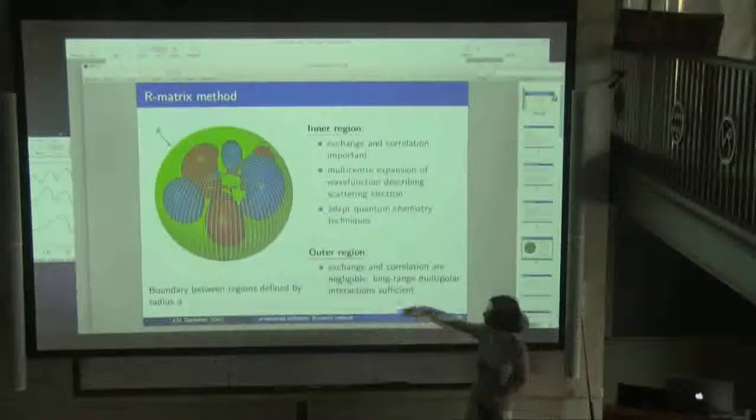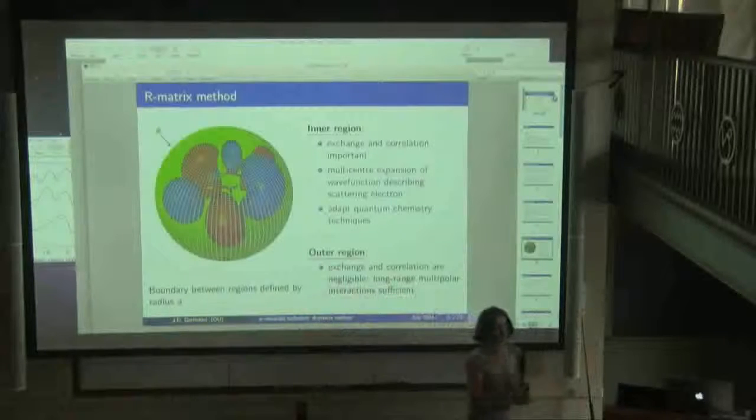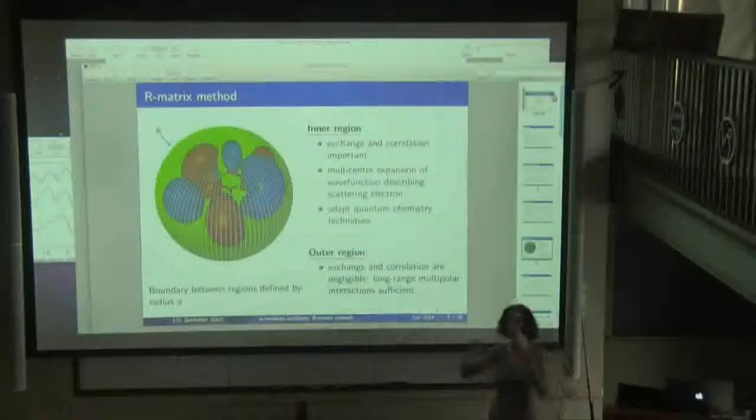And you have to define the boundary, there's a radius here, and the condition for the method to be valid is that all of the electronic density of those states that you want to consider has to be contained inside a sphere.